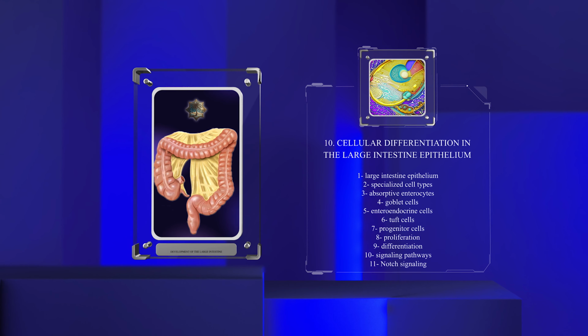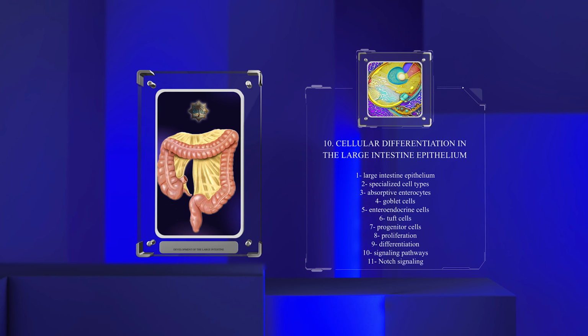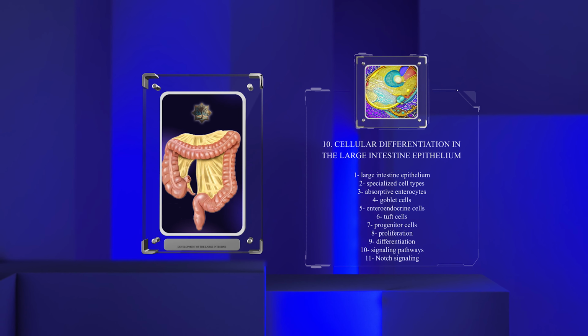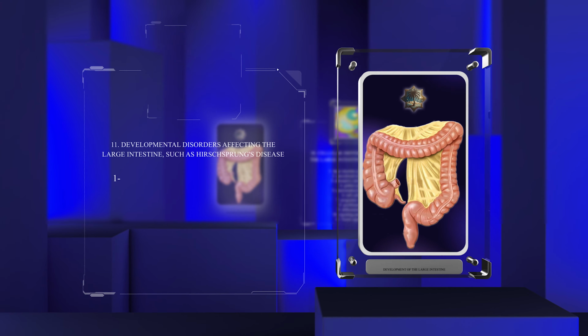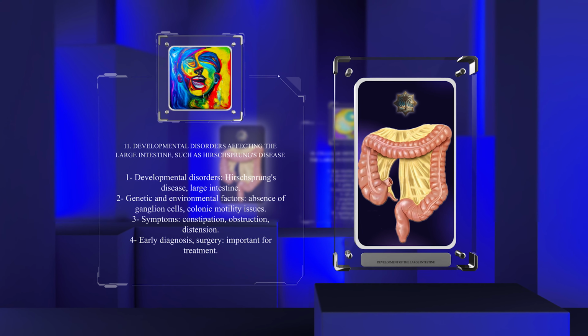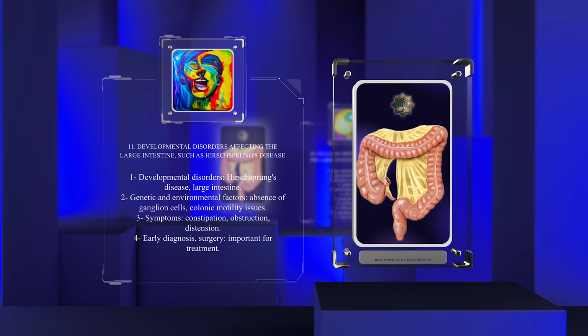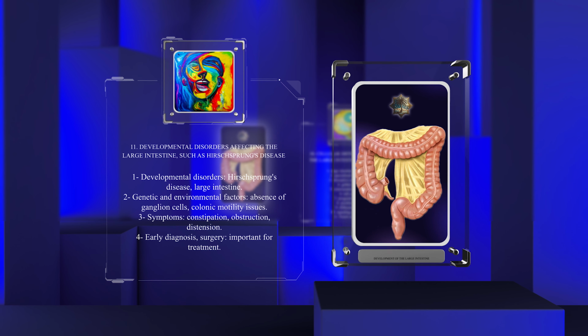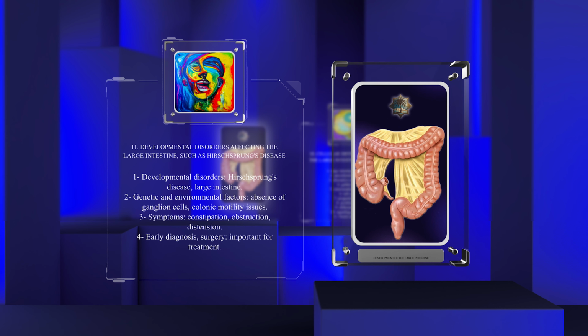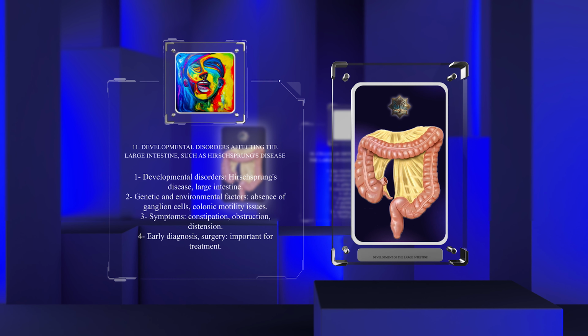The proper differentiation of the large intestine epithelium is essential for its functional integrity and the maintenance of its absorptive and secretory capacities. Developmental disorders, like Hirschsprung's disease, affect the large intestine. Genetic and environmental factors play a role in its development, leading to the absence of ganglion cells and colonic motility issues. Symptoms include constipation, obstruction, and distension. Early diagnosis and surgery are important for proper treatment.